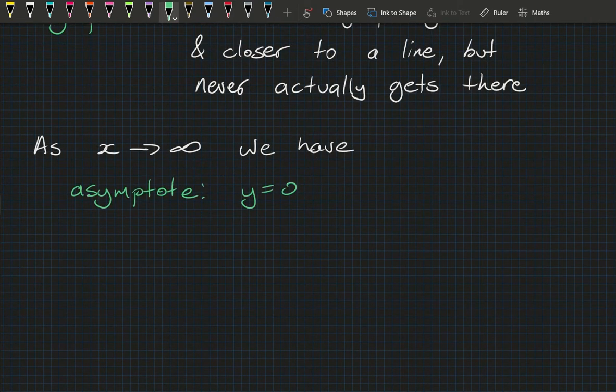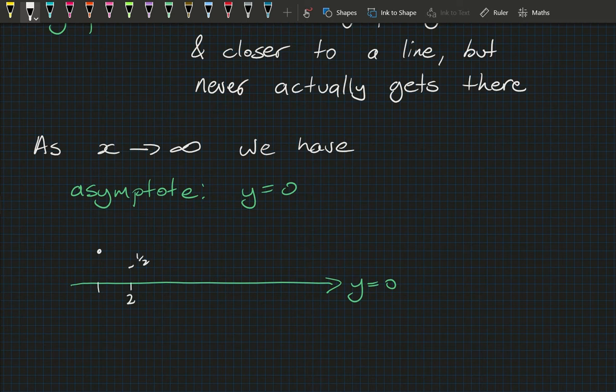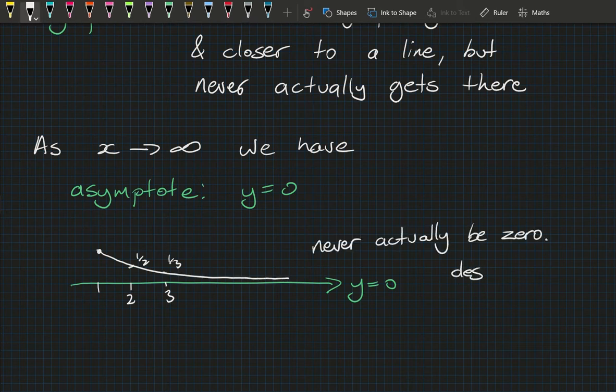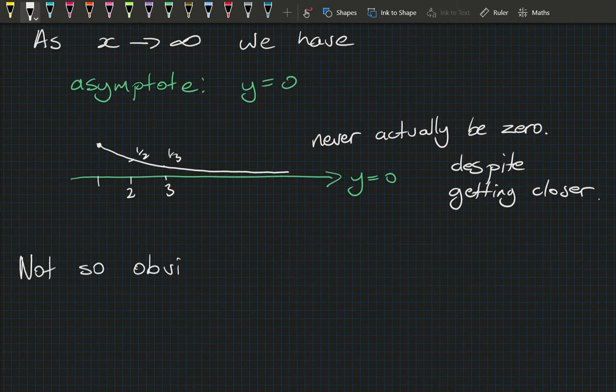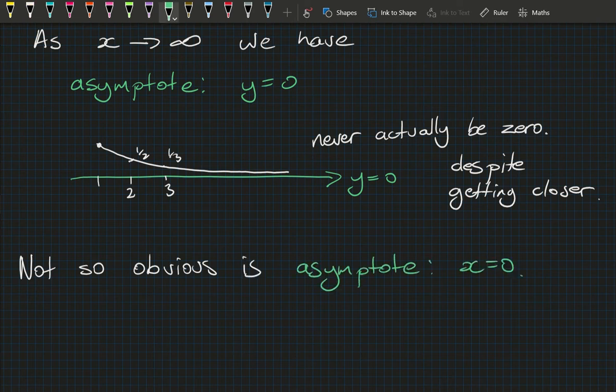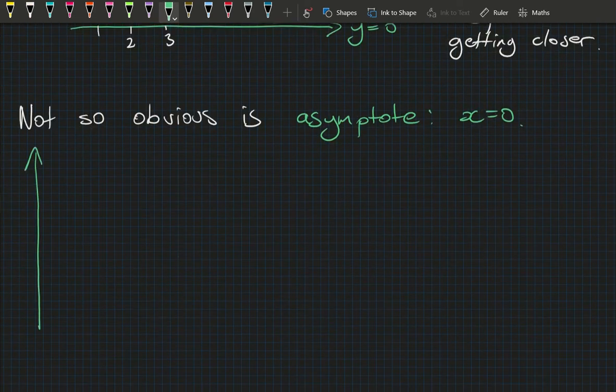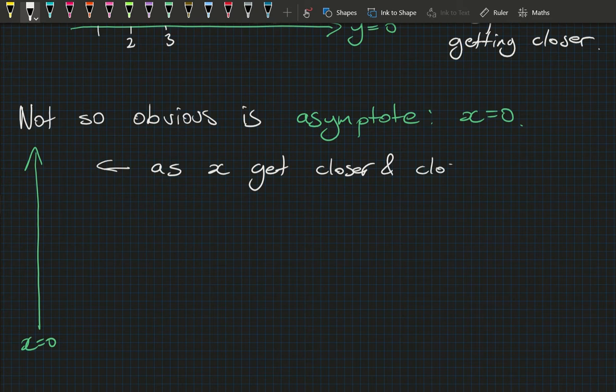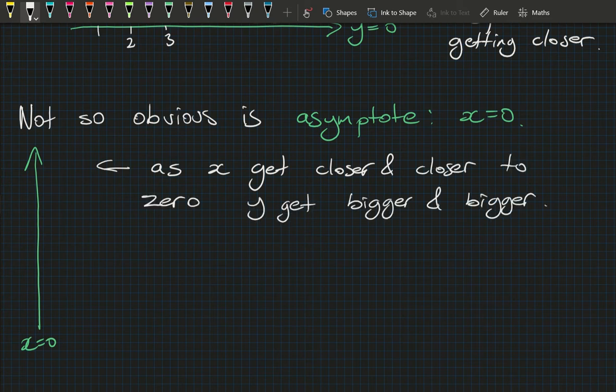So if I drew the line y equals 0, which hopefully you know is the x-axis, y would start at 1, then at 2 we had a half, at 3 we had a third, and as it got on, it would get closer and closer, but never actually touch it. I think that asymptote was fairly obvious, but not so obvious is an asymptote x equals 0. So if this line here was x equals 0, which is just the y-axis, and if you remember, as x gets closer and closer to 0, y gets bigger and bigger. So you could see something going like this.